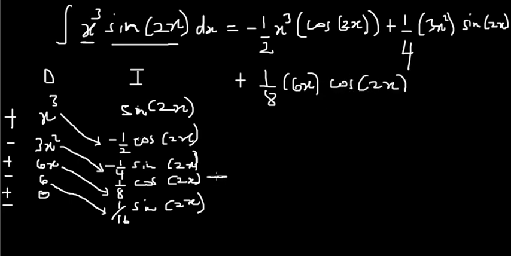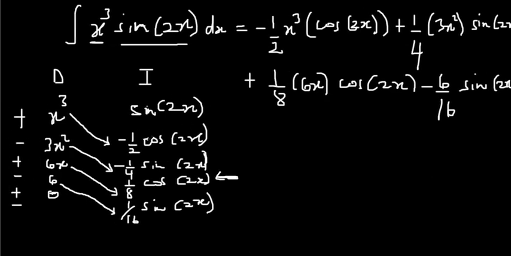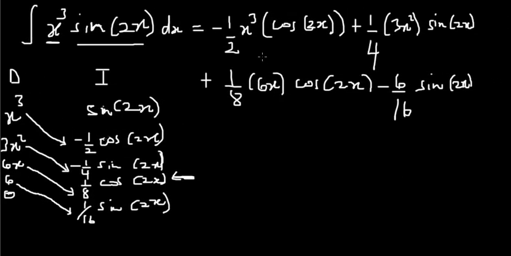This is the expression I'm referring to. And then the last one is 6, so negative 6. That's negative 6 divided by 16, because that's 1 over 16. And then we have sine of 2x. I hope this was very simple and straightforward. So after this, you could just simplify.